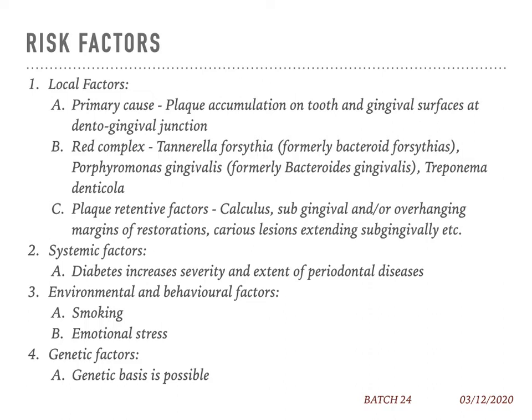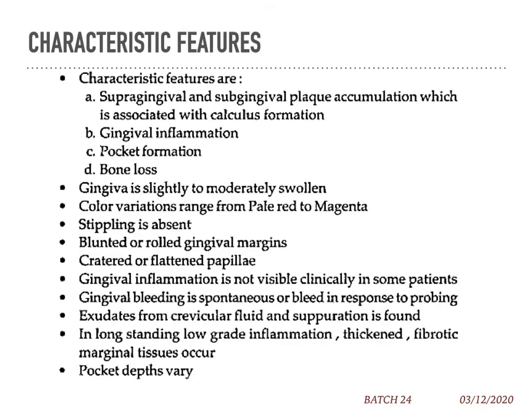Next are environmental and behavioral factors like smoking and stress. Smoking can influence the severity of periodontal disease, and emotional stress also plays some role in severity. Next is the genetic factor. There may be a possibility of genetics being involved in chronic periodontitis, but we don't have proof for that. There is a possibility.